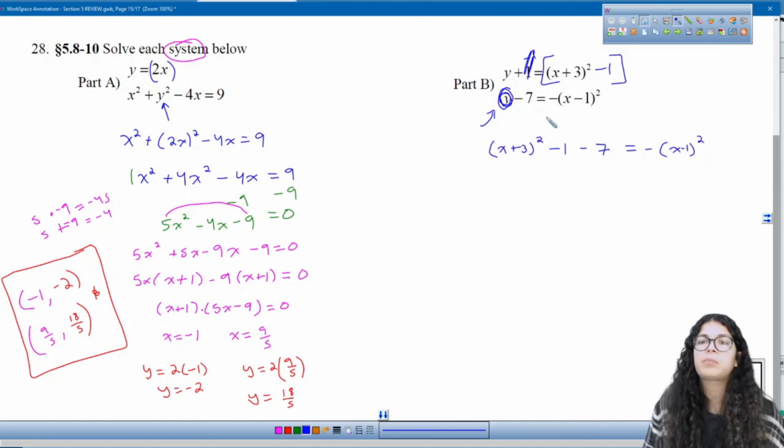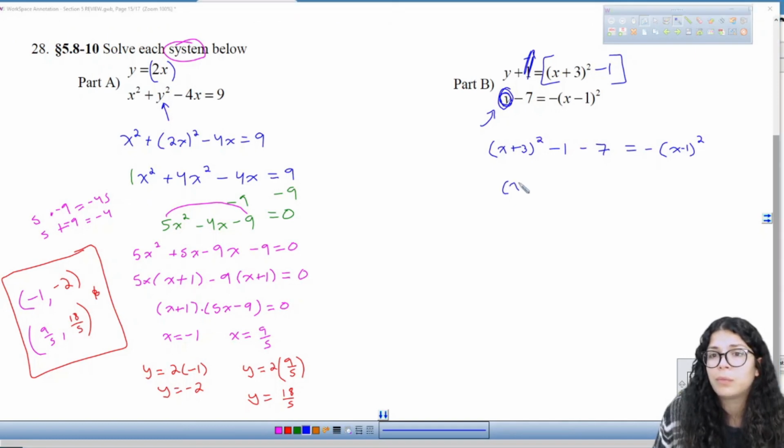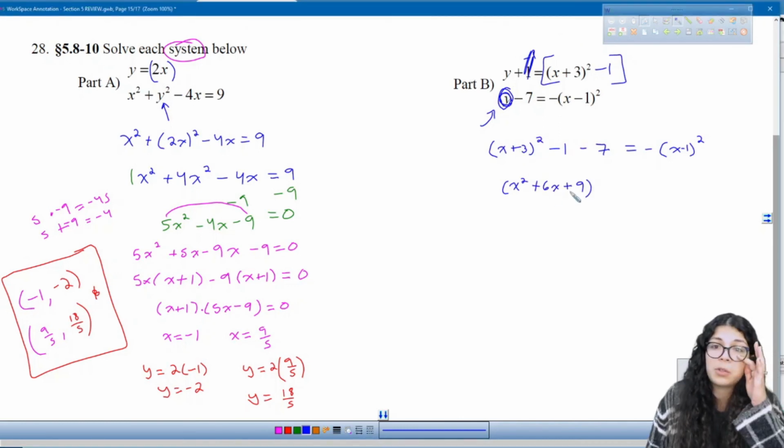And there we go. So now let's go ahead and simplify. Negative 1 minus 7 is negative 8, right? And we can also take 2 copies of this, multiply it together. So we have x squared plus 6x plus 9. If I take 2 copies of x plus 3, multiply together, will give me that. Bring down the negative 8.